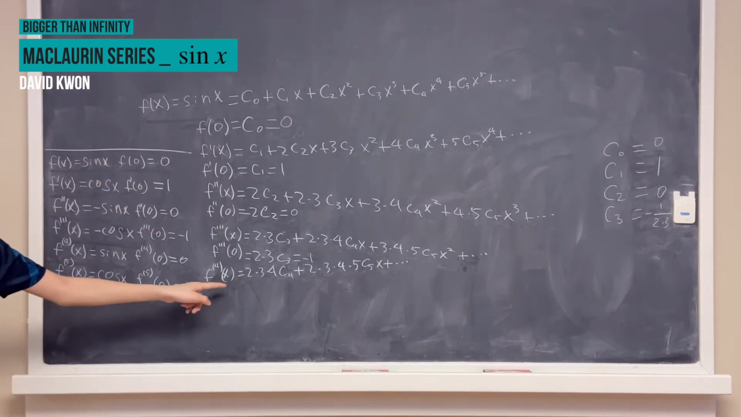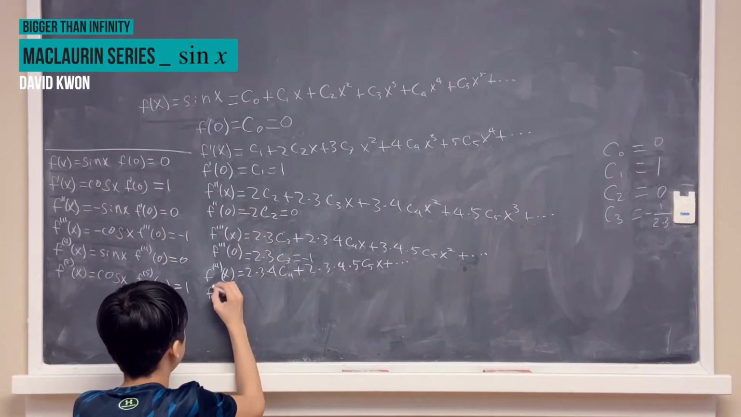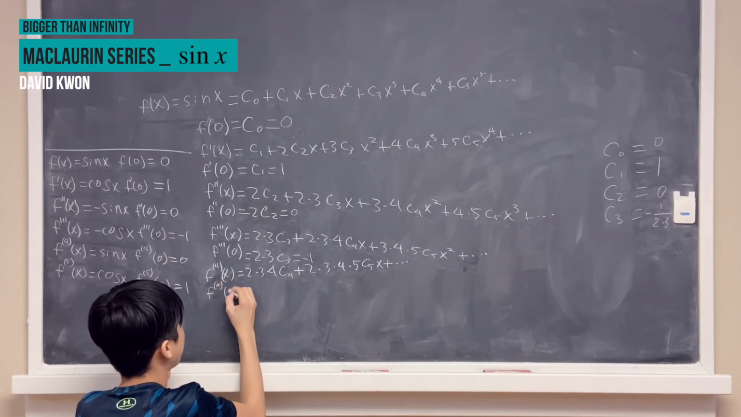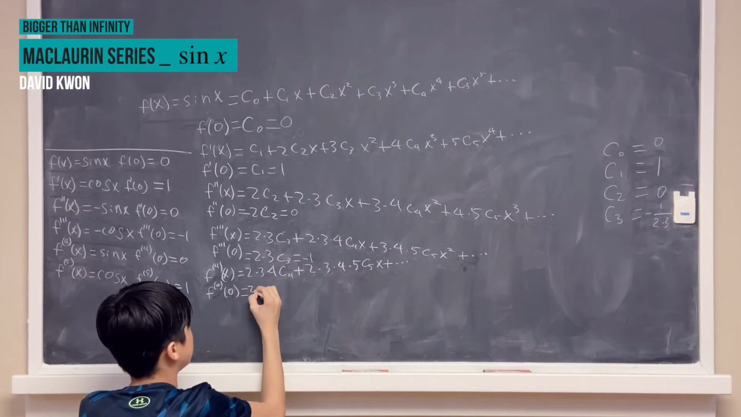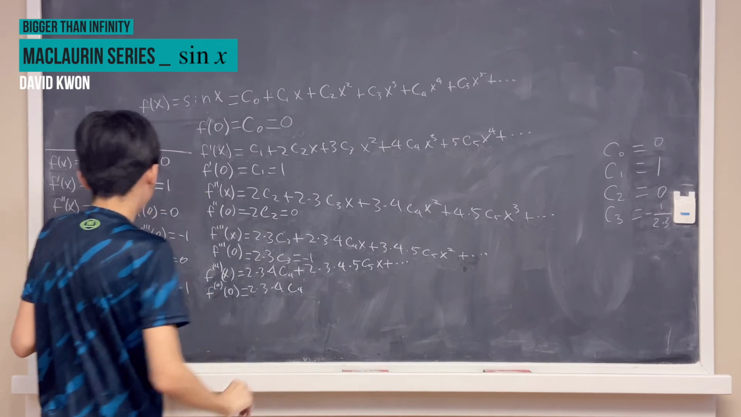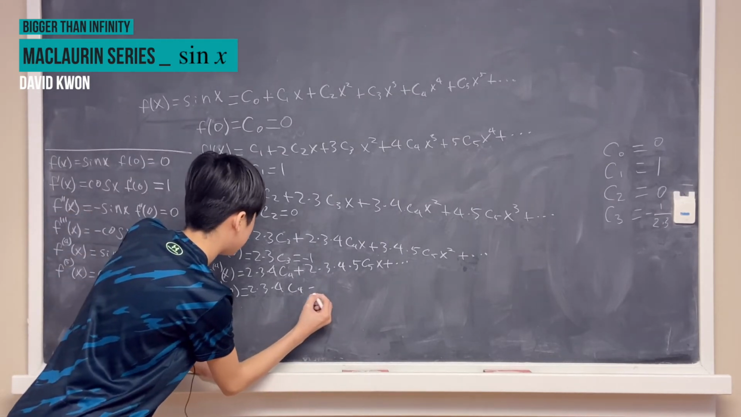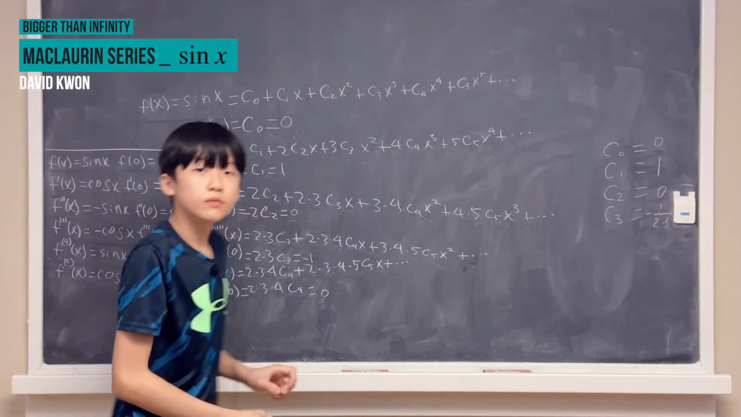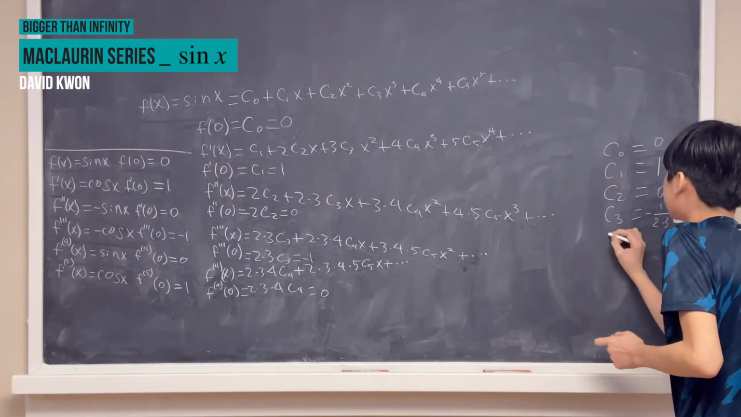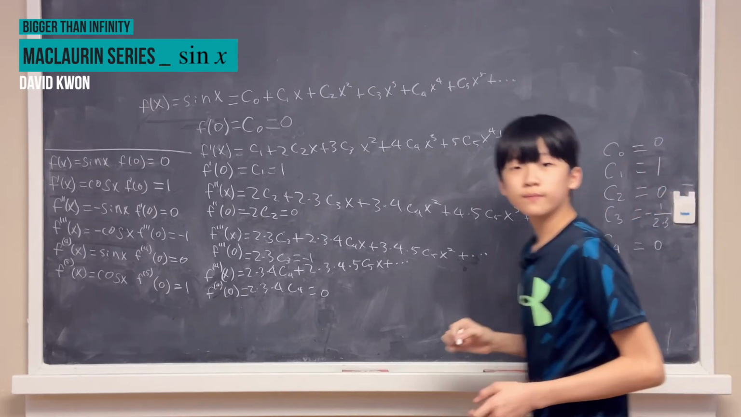Now setting x equal to 0, we have f to the power of 4 of 0, which is equal to 2 times 3 times 4 times c sub 4. And from right here, f to the power of 4 of 0 is equal to 0. So our c sub 4 is equal to 0.